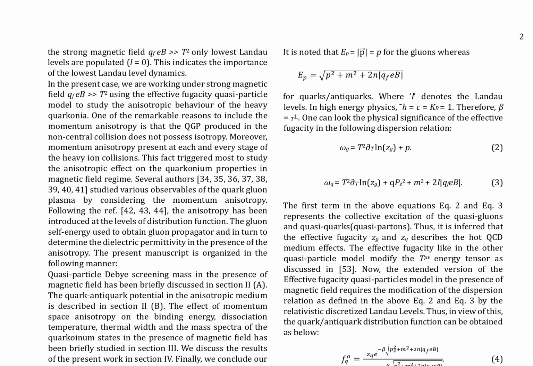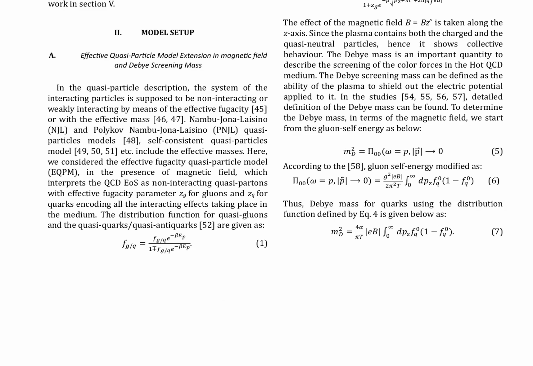The EQPM is used to study the anisotropic behavior of heavy quarkonia in the presence of a strong magnetic field. The distribution function for quasigluons and quasi-quarks, quasiparticles, are given by equations 1, 2, and 3, which include the effective fugacity parameter Zg for gluons and Zq for quarks, encoding all the interacting effects taking place in the medium. The Debye screening mass is defined as the ability of the plasma to shield out the electric potential applied to it and is calculated using the gluon self-energy, modified by the magnetic field.